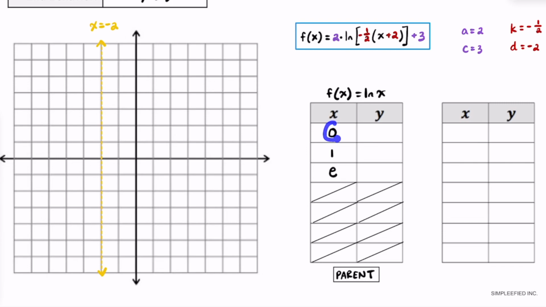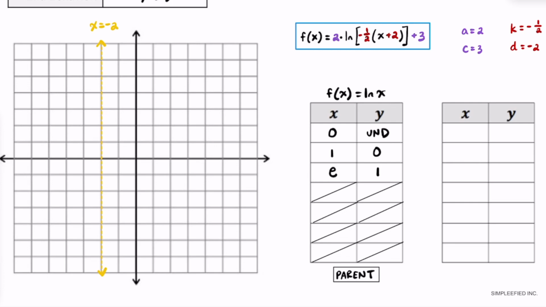First up, we have x equals 0. So if we found f of 0 or ln of 0, that's going to be undefined. And hopefully that makes sense because we're going to have a vertical asymptote at x equals 0 on the parent function. Then if we say x is 1, f of 1 or ln of 1, that's just going to equal 0, right? Because e to the 0th power is equal to 1. And then one more here, we have e, which is again about 2.71828. If we take ln of e, hopefully that makes sense that that's going to equal 1. That's something that you've seen before with our properties of logarithms.